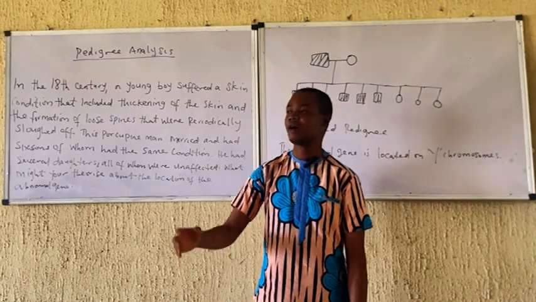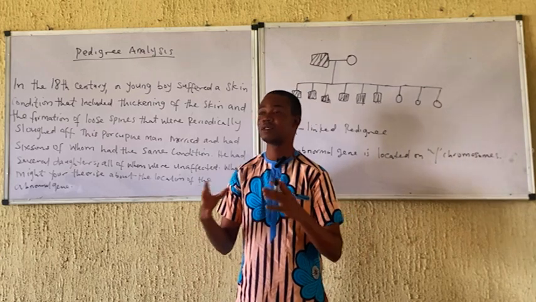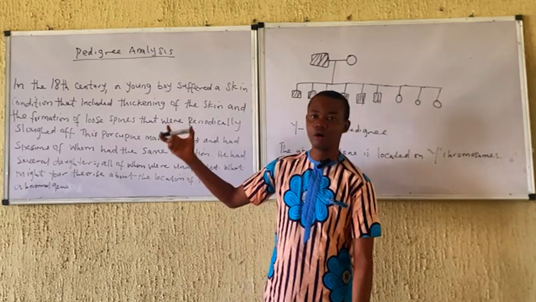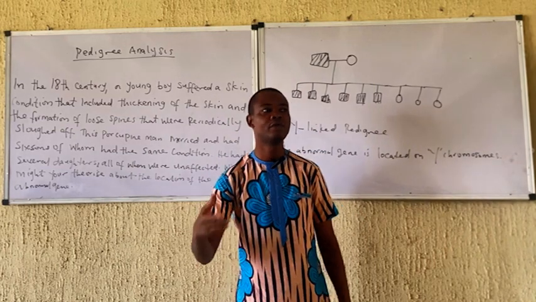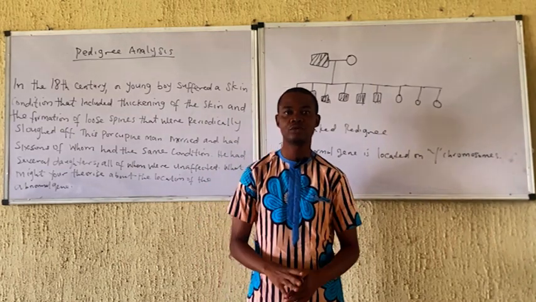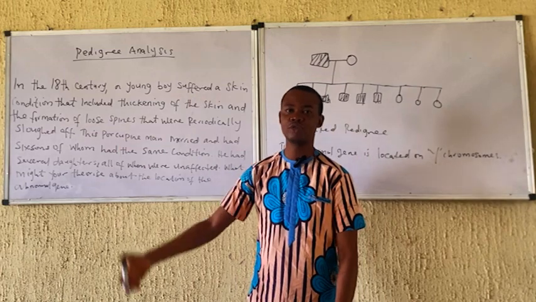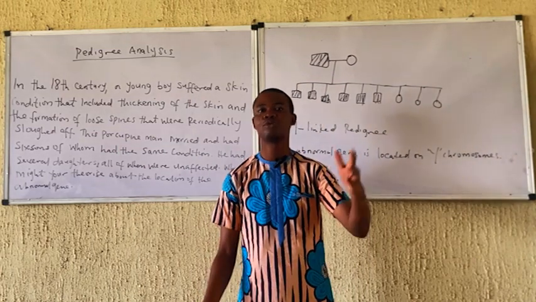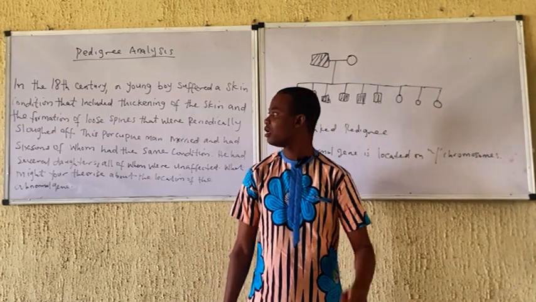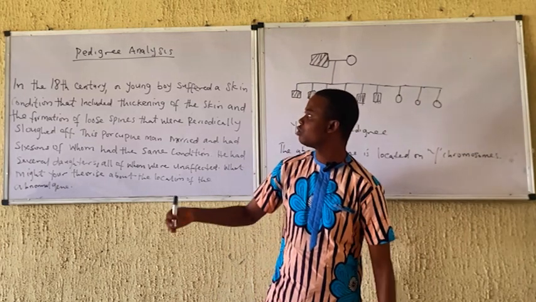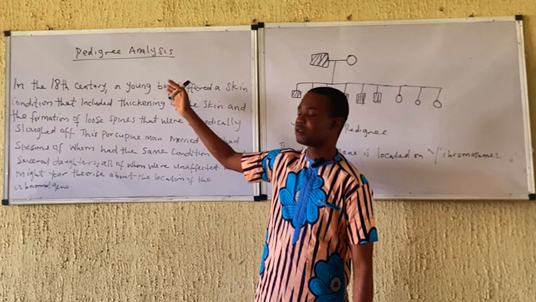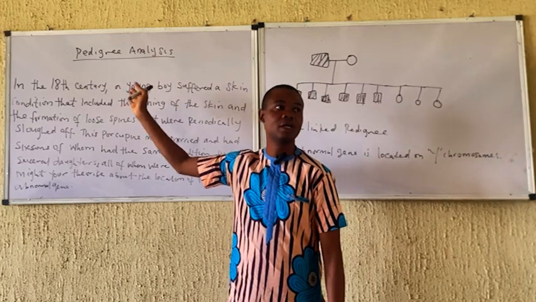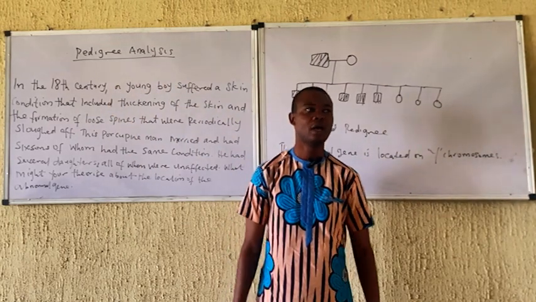As I've said earlier, we'll be looking at work examples on pedigree analysis. Meanwhile, if you have not watched the last videos on symbols of pedigree analysis and types of pedigree analysis, kindly go back and watch those videos because the knowledge of those videos will be necessary to understand the different problems we'll be looking at under pedigree analysis.